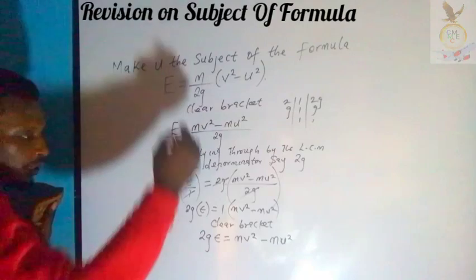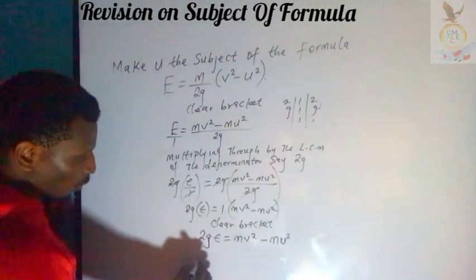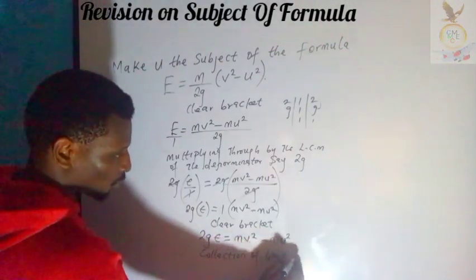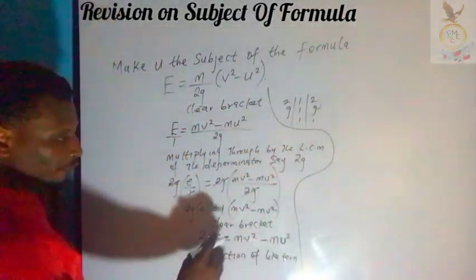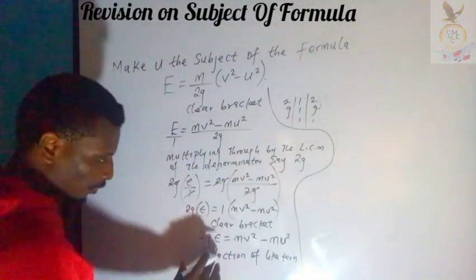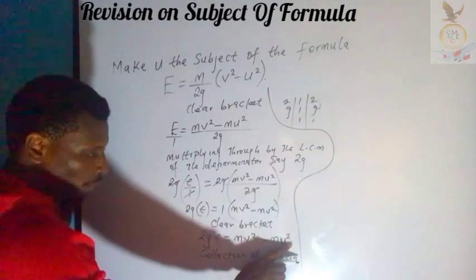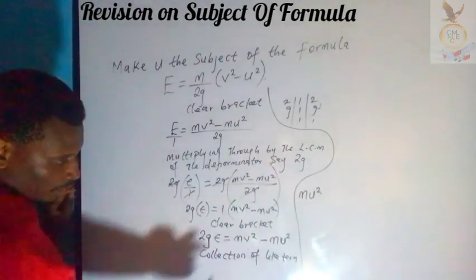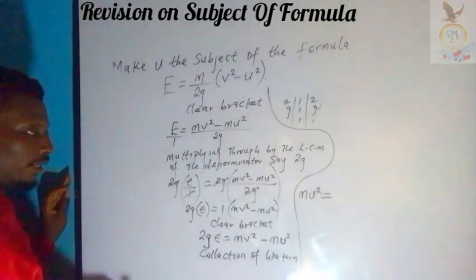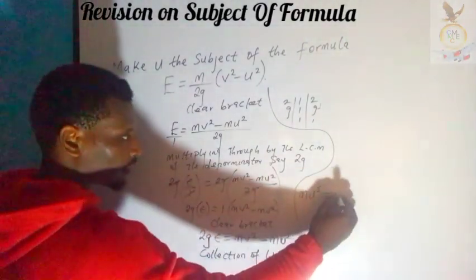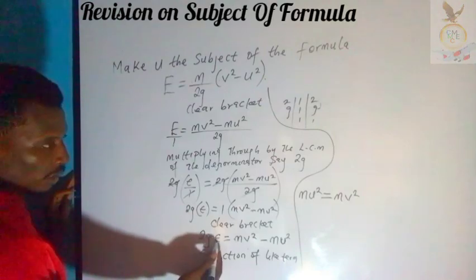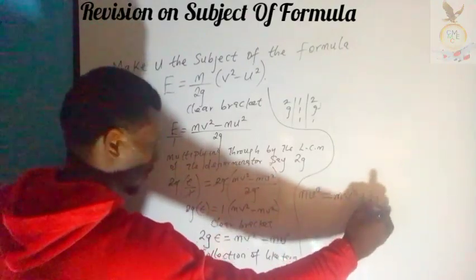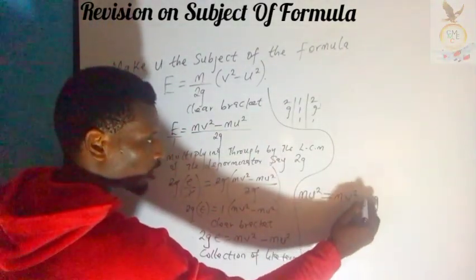The question says make u the subject of the formula. So at this point we're going to collect like terms. If you are having u, come over to this side. If you are not having u, go over to this side. So this is minus mu squared. Crossing over, we change to plus mu squared. Placing your equal sign, after the equal sign I'm having mv squared. So 2gE is crossing over because it is not having u. So when crossing over, plus changes to minus 2gE.